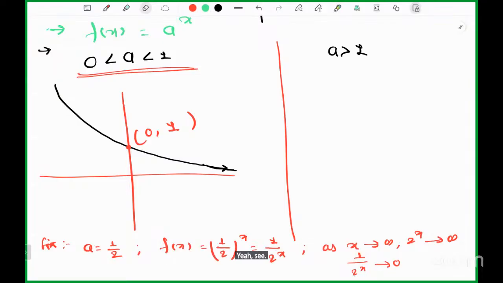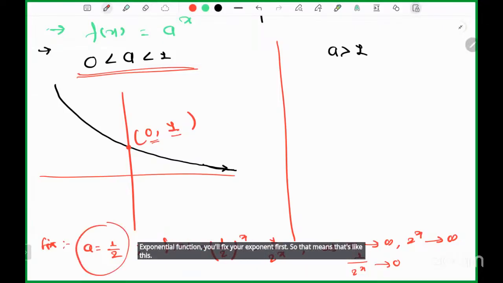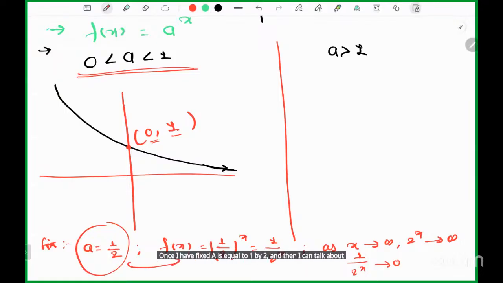See, a is not any value in between. Here the input is x. First you are fixing a, and then you are talking about the function. So here none of the values relate to a. Correct, so initially we have to not take a as 0 or 1. Whenever you discuss the exponential function, you will fix your base first. So first I have fixed a equal to 1 by 2, and then I can talk about the function f of x equal to 1 by 2 to the power x.